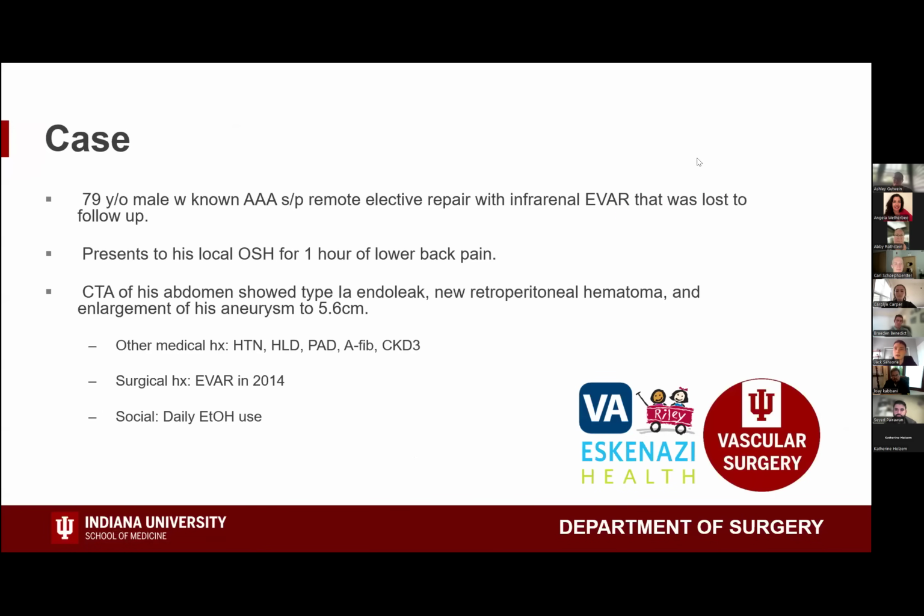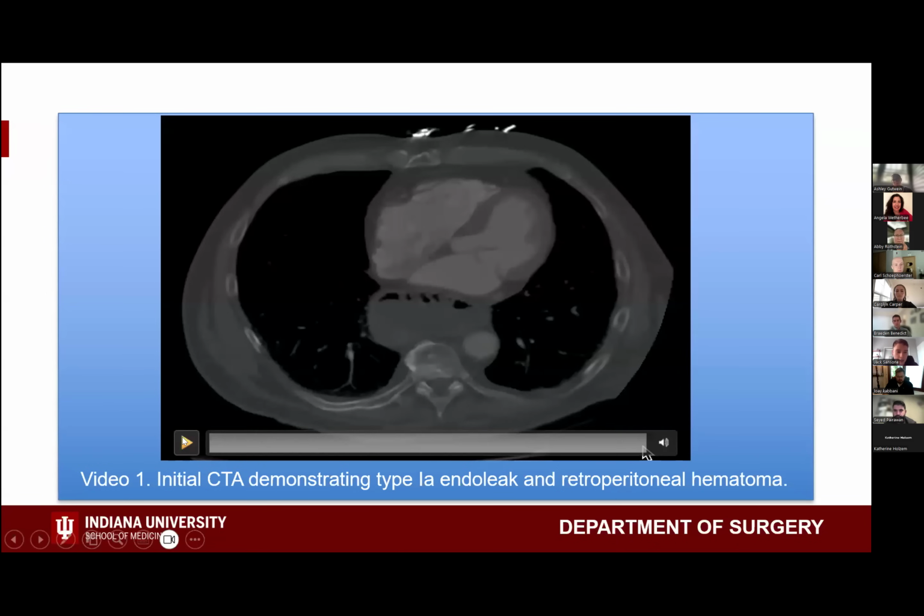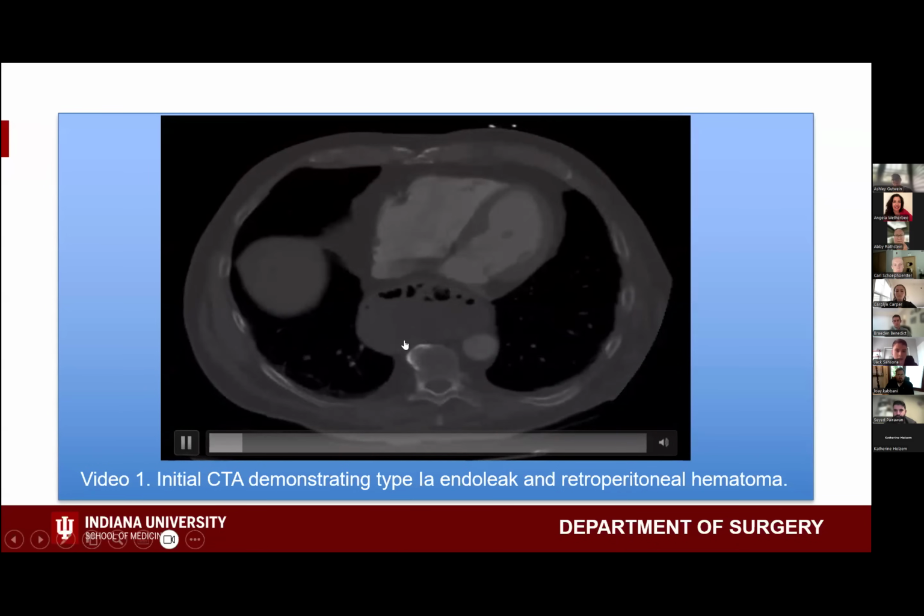So the case is a 79-year-old male with known AAA status post remote elective repair with infrarenal endovascular aortic repair that was lost to follow-up. He presents to his local outside hospital for 1 hour of lower back pain, and CT angiography of his abdomen showed type 1A endoleak, new retroperitoneal hematoma, and enlargement of his aneurysm. Other medical history is shown below. Here's a video of his CT angiography on presentation.